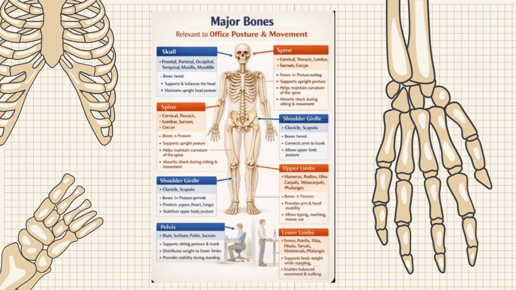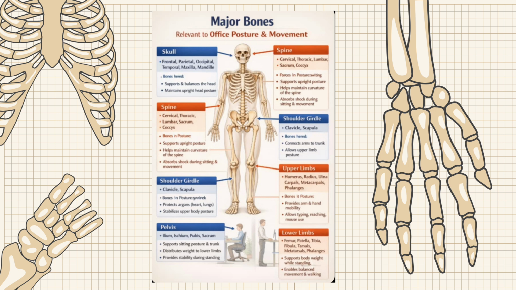Upper limbs or arms. Bones involved: humerus, radius, ulna, carpals, metacarpals, phalanges. Role in posture: they allow you to move your arm and hand, which is important to tasks like typing or reaching for things.